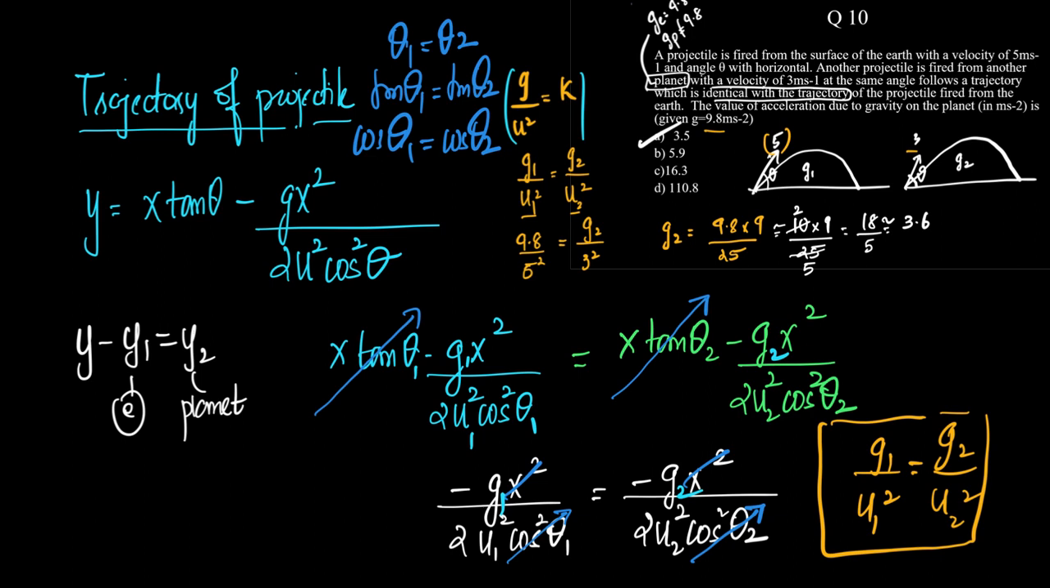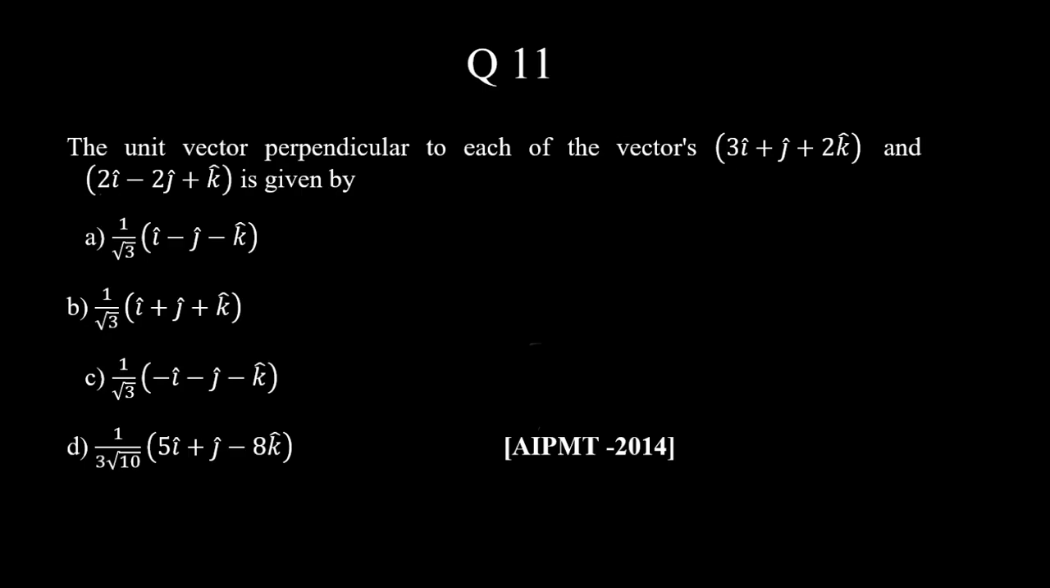Okay, so that's it. So let's move on to the next question. The unit vector perpendicular to each of the vectors 3i plus j plus 2k and 2i minus 2j plus k.